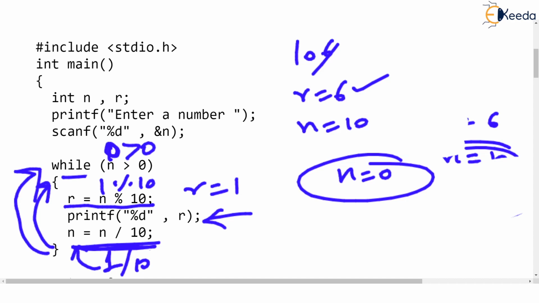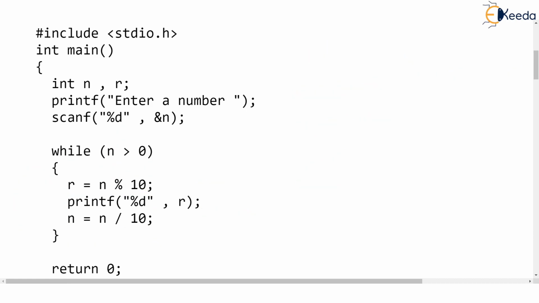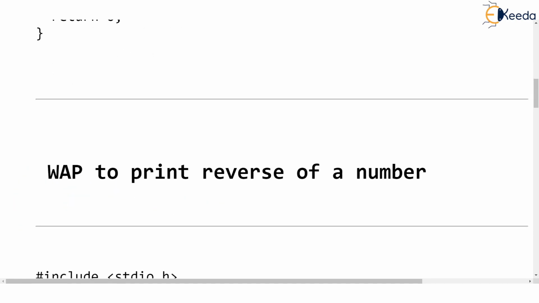Next time r became 0, last digit of 10. And n became 1. We stripped off this 0. And next time r became 1, last digit of this number 1. And n became 0. When n becomes 0, we stop. So this is how you print reverse of a number. I hope you have understood.